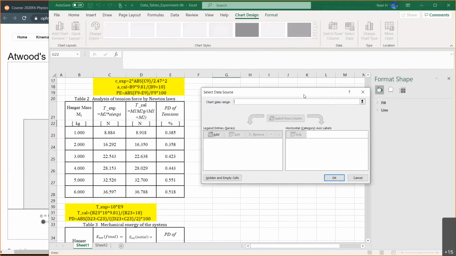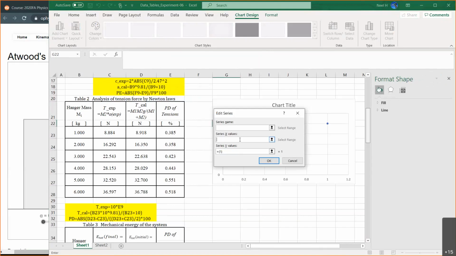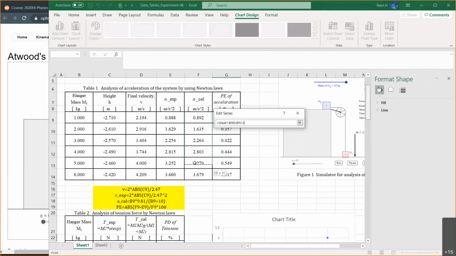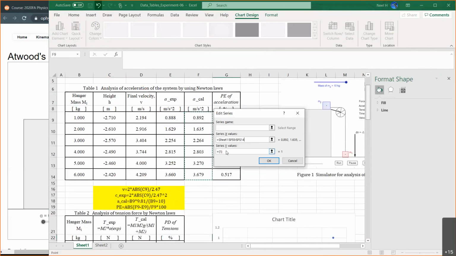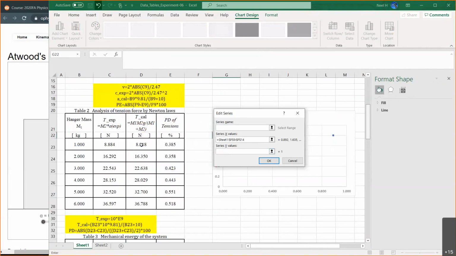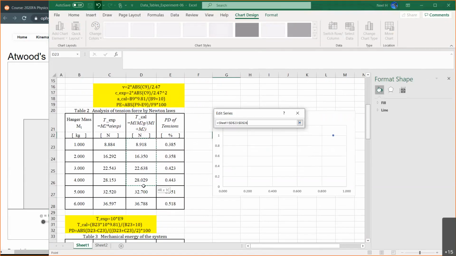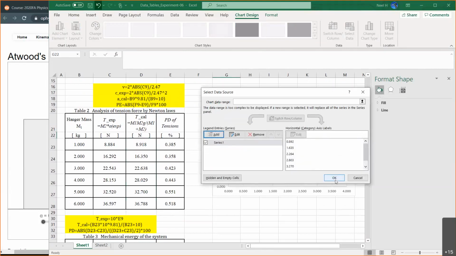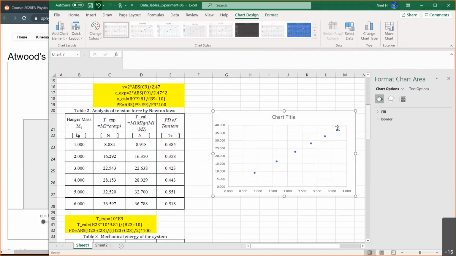Now if you remember the earlier equation, F equals ma, tension should be on the y-axis, acceleration should be on the x-axis, right? Add data, x value should be acceleration. I would like to make a graph between a cal, all the numbers from F9 to F14, and then T cal is D23 to D28. Click OK. Click OK. I have one graph there.